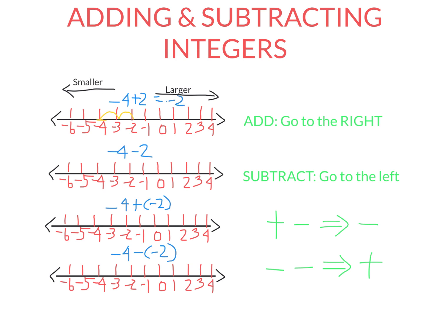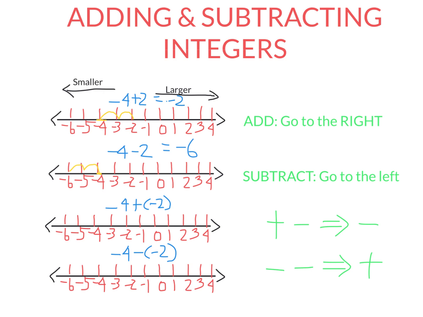So the opposite's true when you're subtracting. If we have negative 4 subtract 2, we're making the number smaller. We need to go to the left. So once again, I'm going to start at negative 4. This time, though, I'm going to go 2 to the left. So negative 4 subtract 2 gives us negative 6.